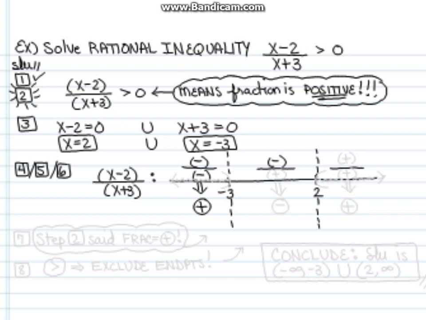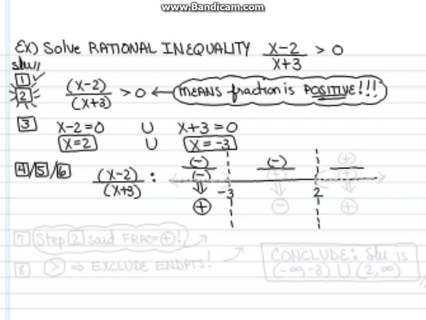This first region includes x values on the number line that are smaller than negative 3, because we're looking at the region to the left of negative 3. Now you can choose any value smaller than negative 3. To make it easy on yourself, I'm going to choose x equals negative 100, let's say.